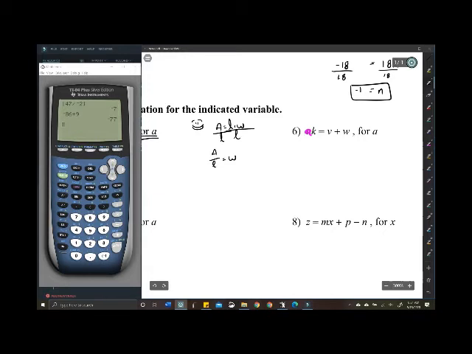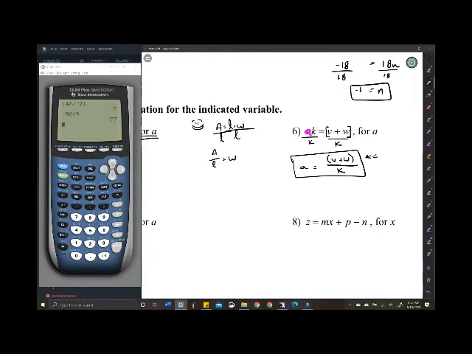Well, in order to get a by itself, I'm going to want to then divide by k. Now, we have this whole side we're dealing with, so we want to divide everything by k. So a is equal to the quantity (v plus w) all over k. Preferably, please do emphasize that v plus w is in parentheses. So you should have those parentheses. That makes me happy. So a is equal to the quantity of those divided by k.